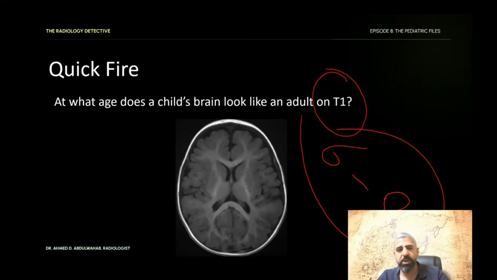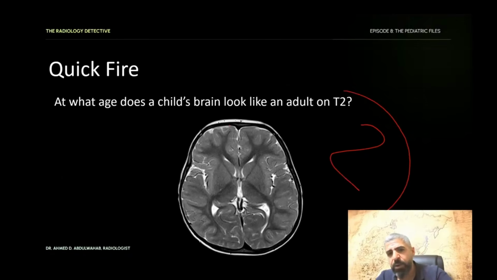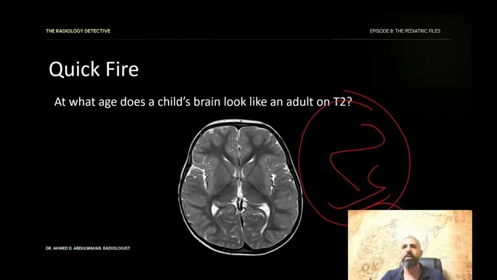Let's go to question 2. At what age does a child's brain look like an adult on T2? The correct answer is around 2 years or 24 months. On T2, it starts to look like an adult brain.